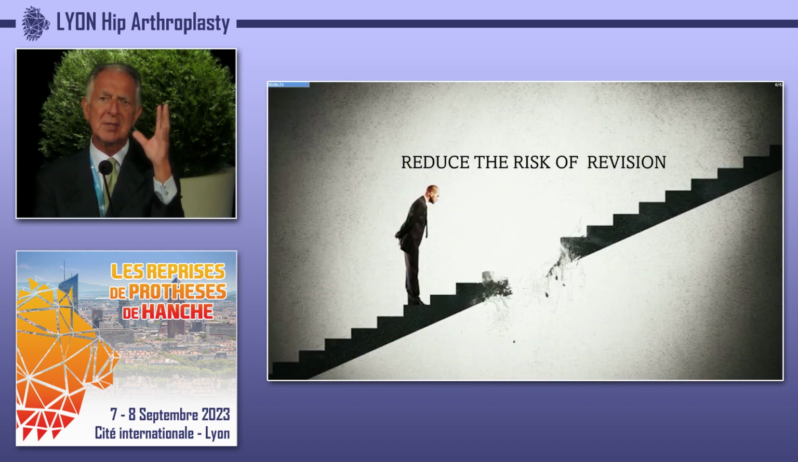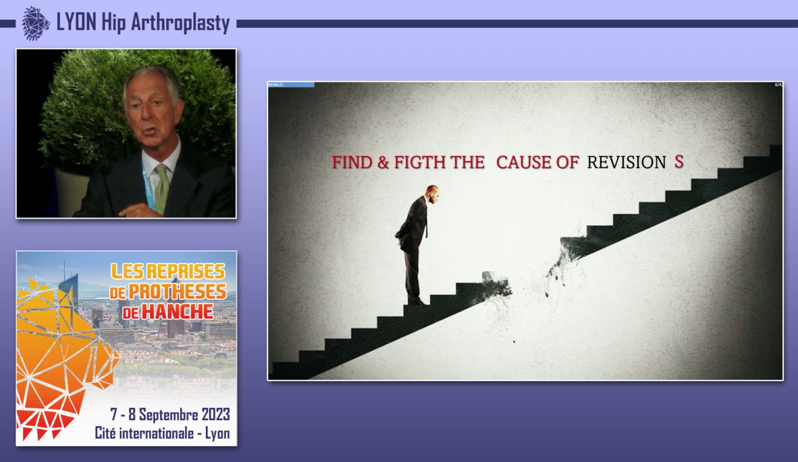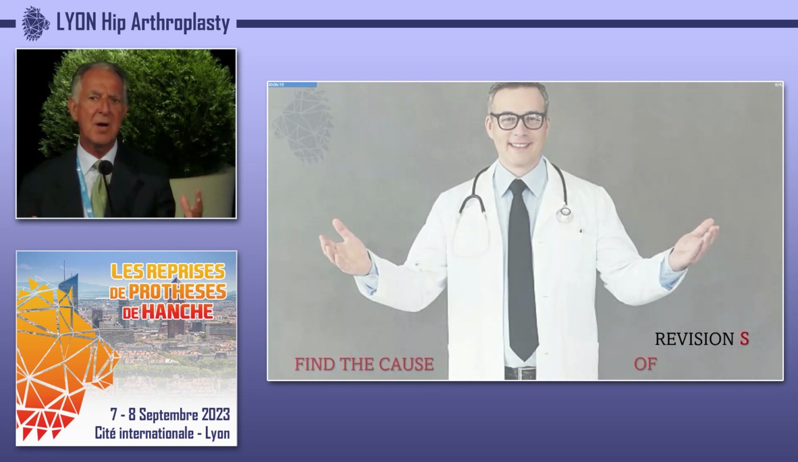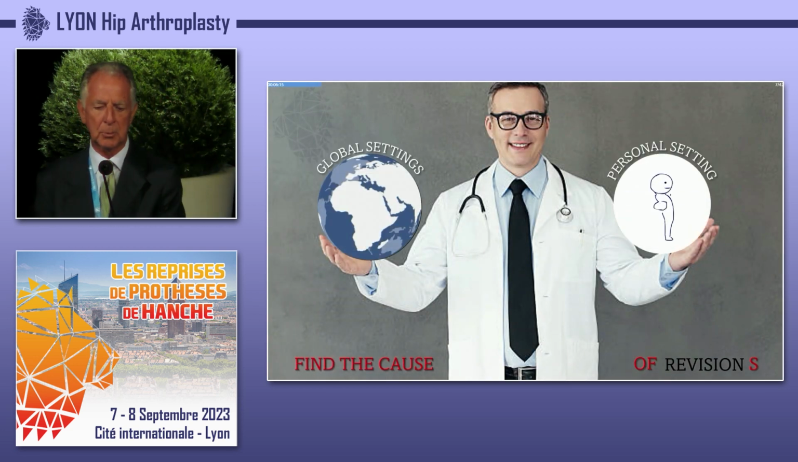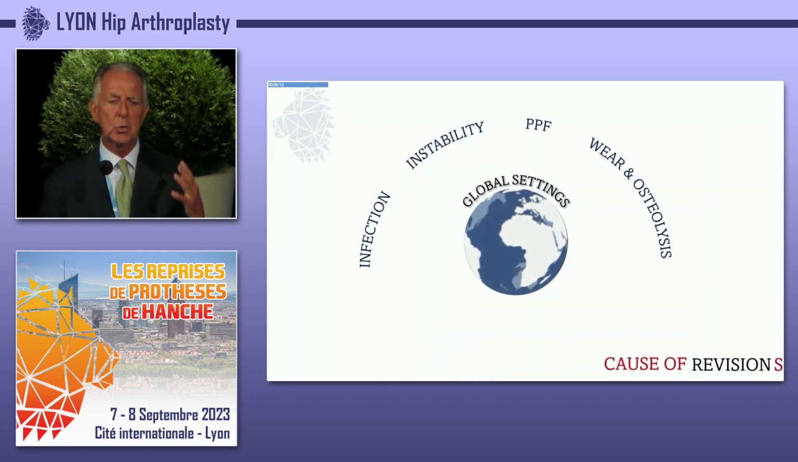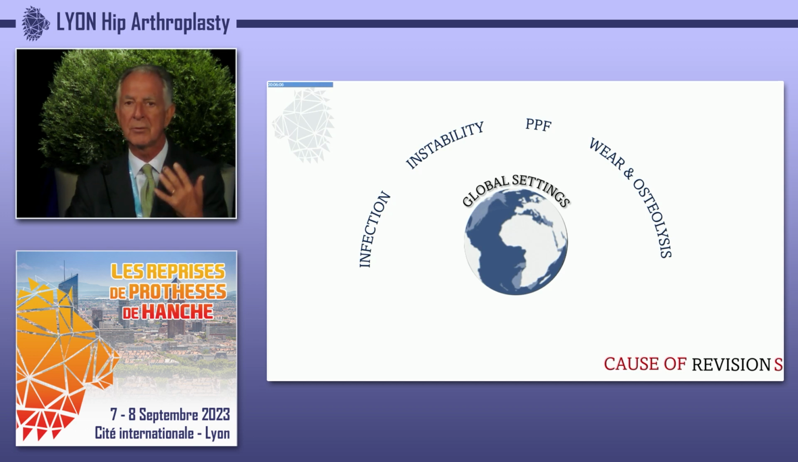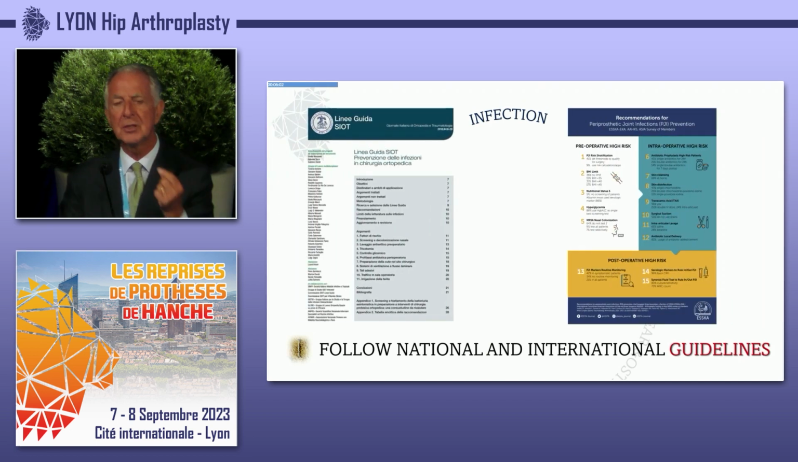The first thing to reduce the risk of revision is to find the cause of revisions. We can divide the causes into two main settings, global settings and personal settings. When we talk about global settings, we know today we're talking about infection, instability, periprosthetic fracture, wear and osteolysis. So this is the first remark: follow national and international guidelines.